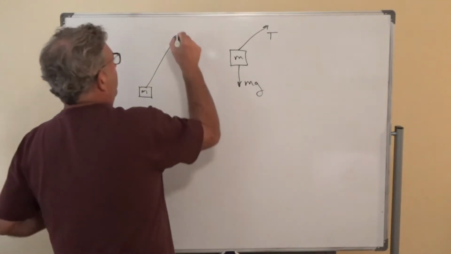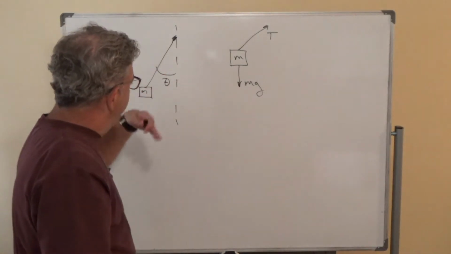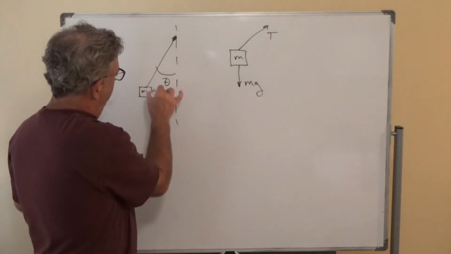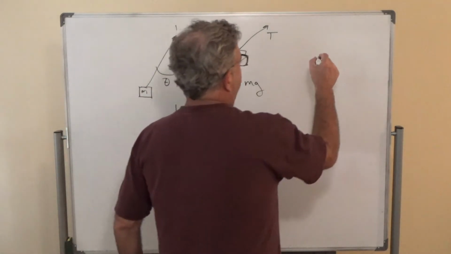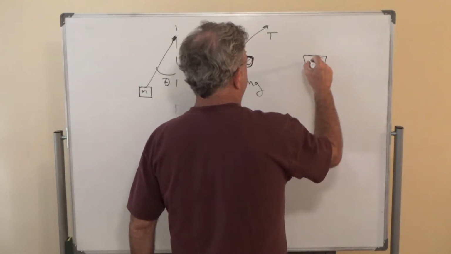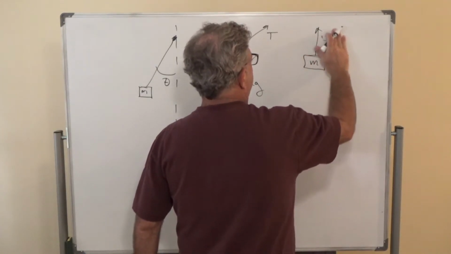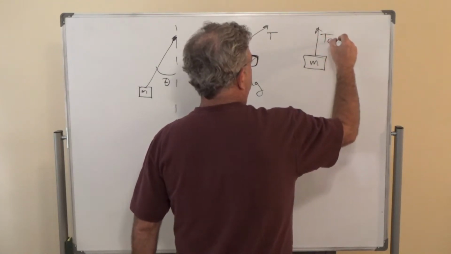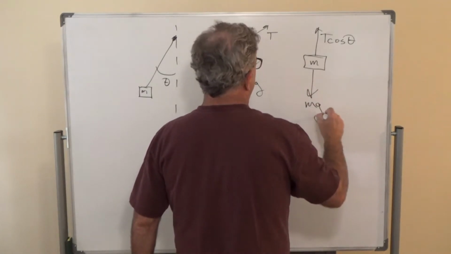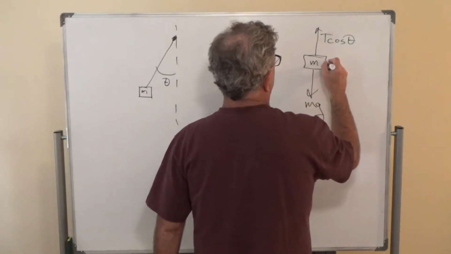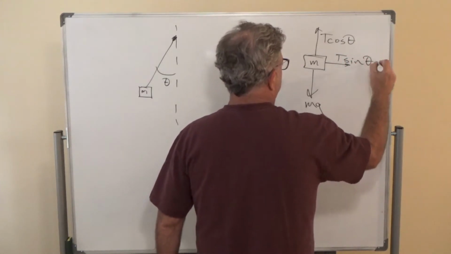So if this angle is theta, now I can define this angle here as theta. Then breaking that into components, I have T cosine theta, mg, and T sine theta in this direction.